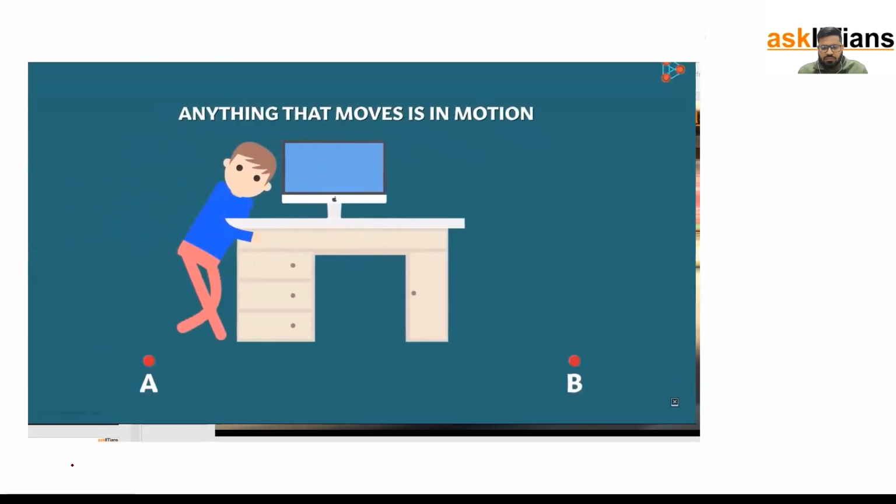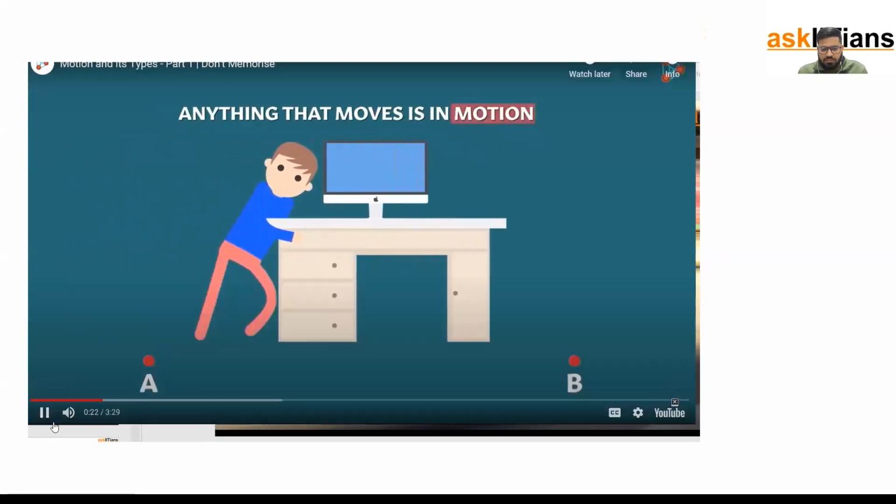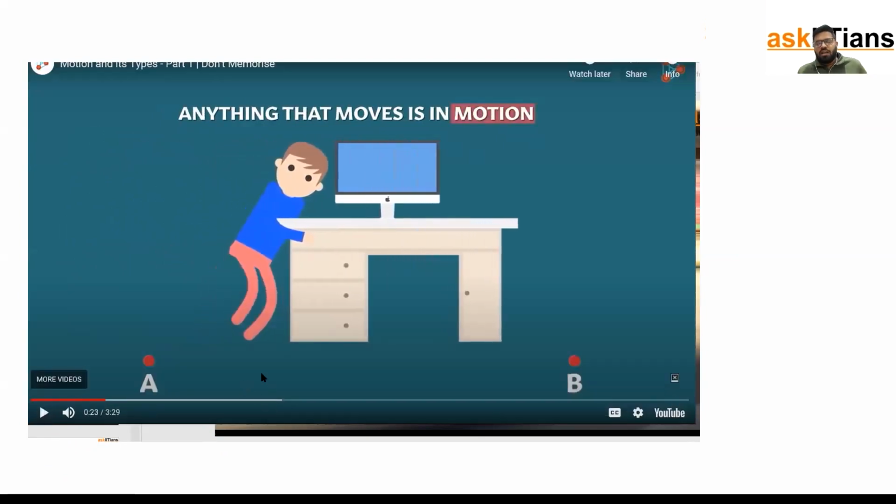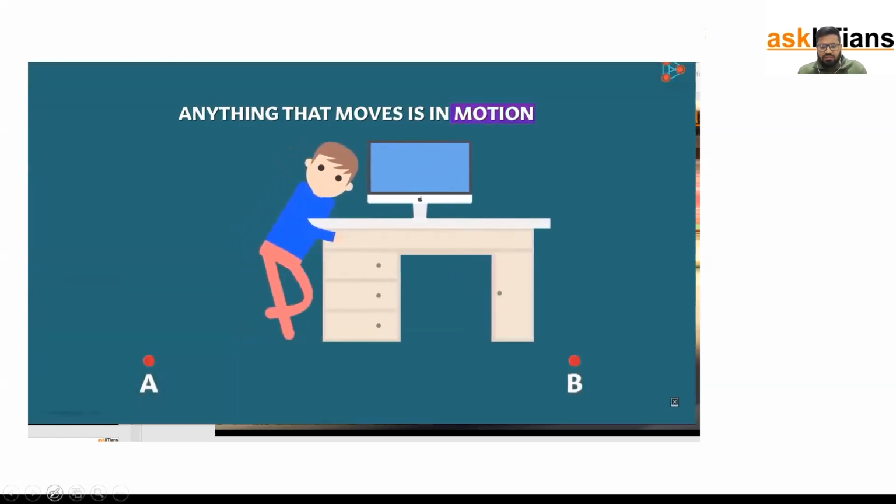Anything around us that moves, we say that it's in motion. So now what you see, while he was trying to take the table from A to B, he is just pushing the table and the table was moving. So anything that is moving is in motion. So we can say the table along with the boy, both are in motion because both are changing their position actually. The table is in motion.